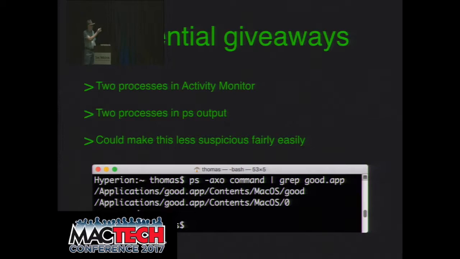So all you'd have to do is, instead of picking the name 0, you pick something like good helper. And if the user sees that in Activity Monitor or in the PS output, they're not going to be at all suspicious. They're just going to think, oh yeah, okay, that's the helper for that app.